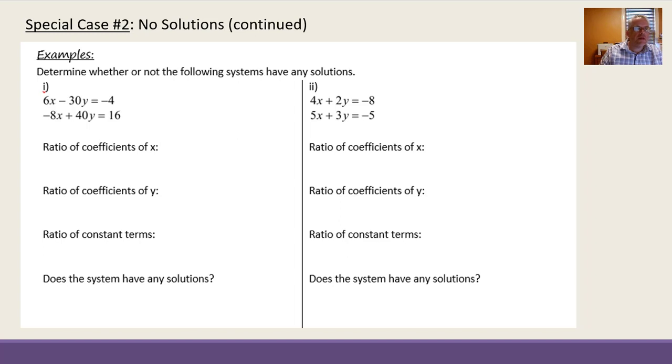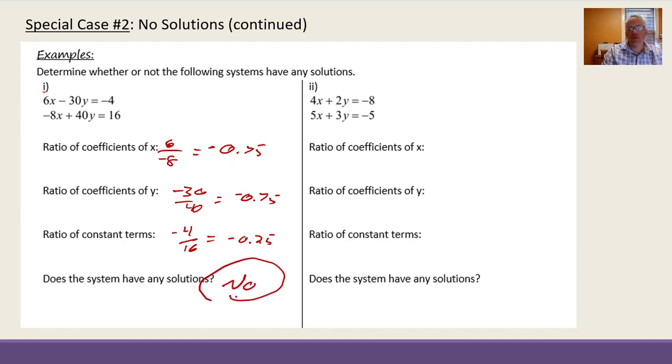Okay, so here's some examples for that. We're going to determine if these have any solutions or not. So the coefficient of x is 6 divided by negative 8, which is negative 0.75. The ratio of coefficients of y, negative 30 over 40, is negative 0.75. Something's up here because so far those two agree. The constant terms is negative 4 over 16, which is negative 0.25, which is different. The ratio of the variables the same, constant different. That means it has no solutions.